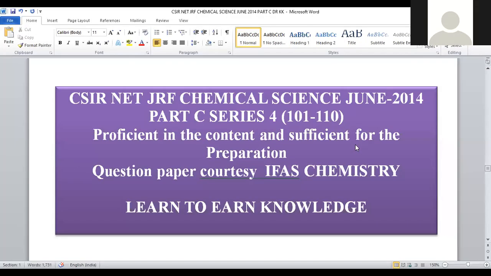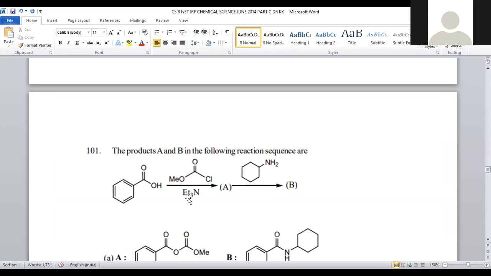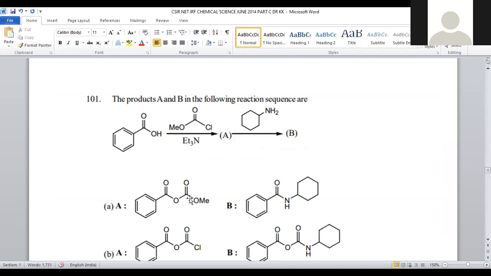CSIR NET JRF Chemical Science, June 2014, Part C, Series 4 consists of question numbers 101 to 110. Here, we are going to solve 10 questions in a detailed manner. Most of the questions are from organic chemistry. Let us go with question number 101. It is part of organic chemistry.